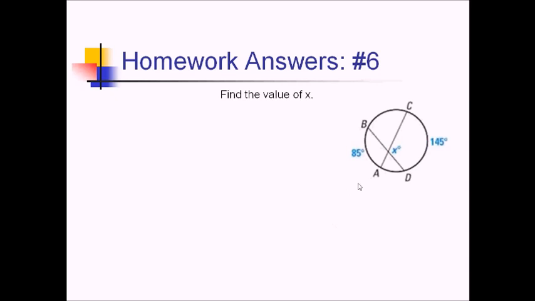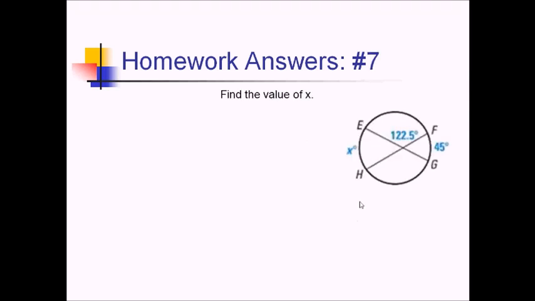For number 6, we have these two chords intersecting each other, which means this X angle is going to be half the sum of these intersected arcs. So one half of 85 plus 145, that's going to be 230. So half of 230, that's going to be 115 degrees.